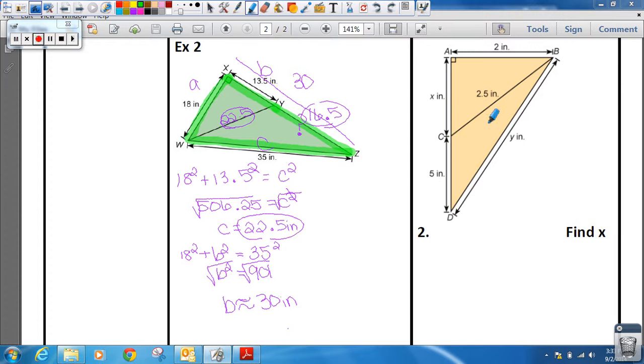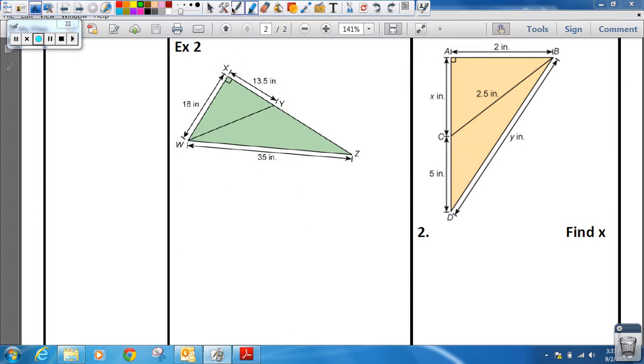Okay, for your guided practice here, you are going to solve for Y, so this entire length here, and you're going to solve for X, which is just the length from A to C. So you'll have two separate problems in order to calculate that out.